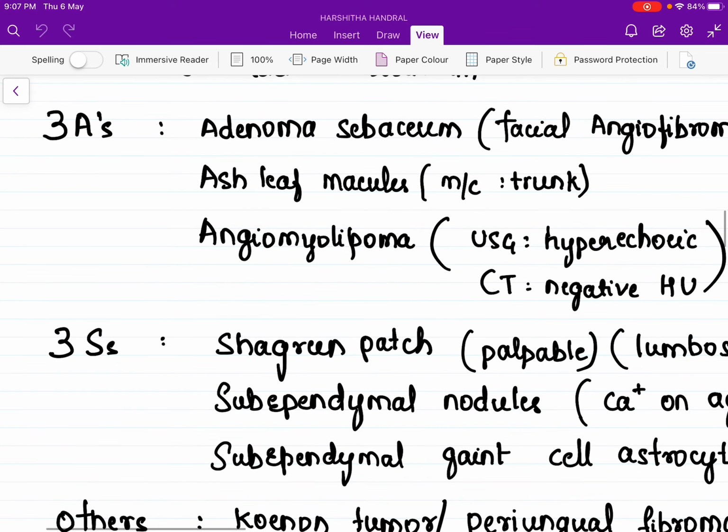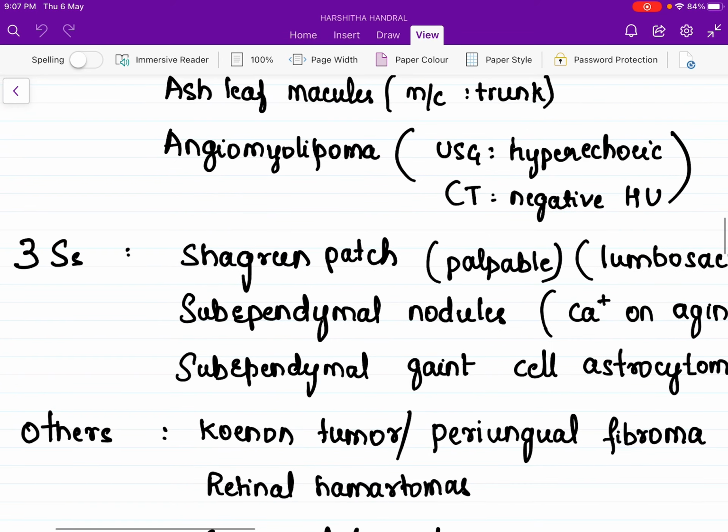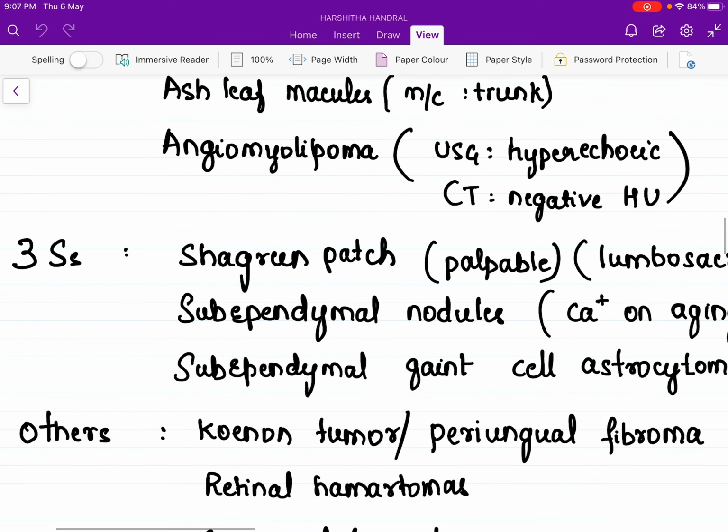Coming to the 3 S's: Shagreen patch. A patch is palpable, and the most common location is the lumbosacral region. Another S is subependymal nodules. Upon aging, these nodules can have calcium deposits in them. And the third is subependymal giant cell astrocytoma.